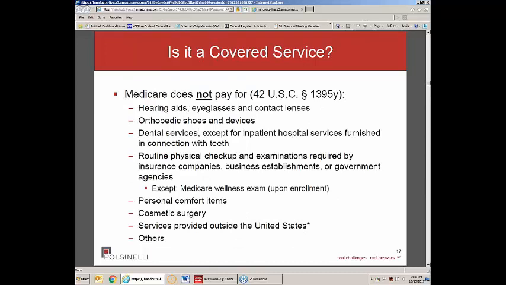And just as the statute outlines the benefit categories and what is covered, it also outlines a number of items and services that are never covered by Medicare. So this list here is also not comprehensive, but these are the things that come up most frequently. Medicare does not pay for hearing aids, eyeglasses, contact lenses, dental services, personal comfort items, cosmetic surgery, and the list goes on.